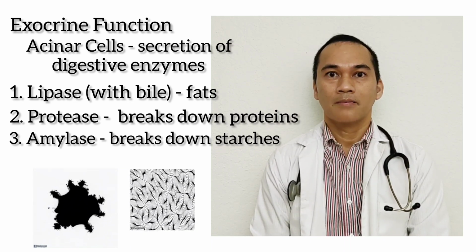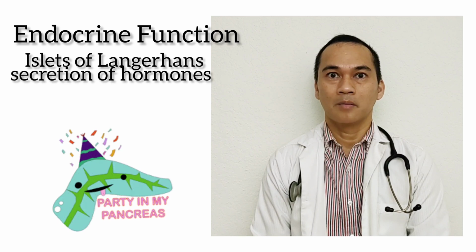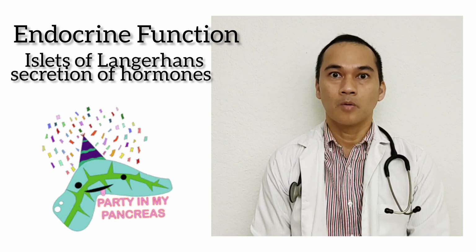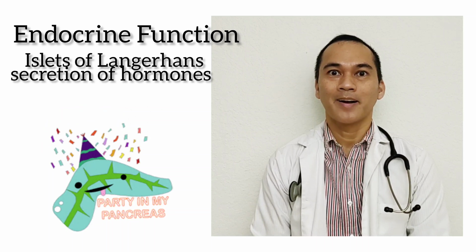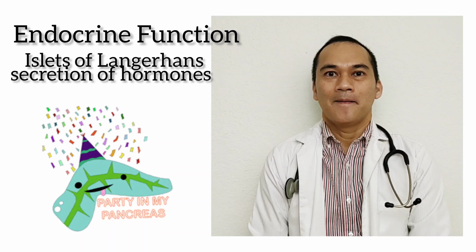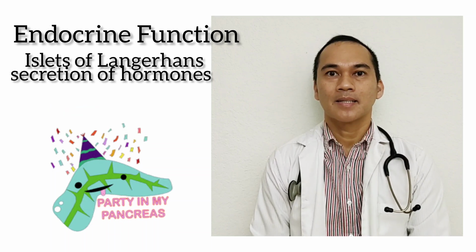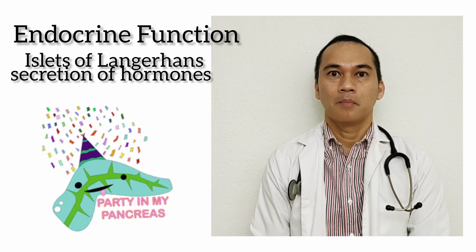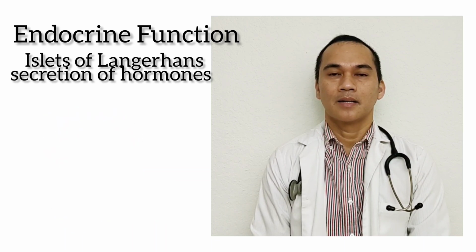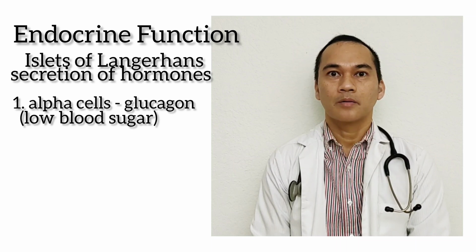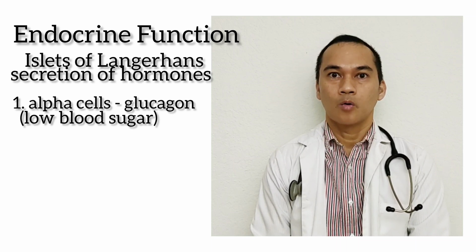And then we have the endocrine function, which is related to diabetes mellitus. The endocrine function is the secretion of hormones through the islets of Langerhans. We have three cells that produce different hormones. We have the beta and the alpha cells. The alpha cell secretes glucagon and responds to low blood sugar.